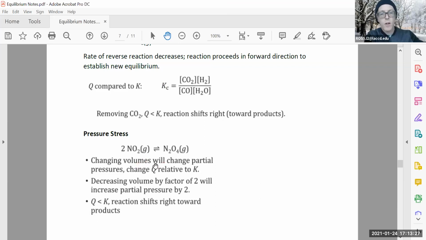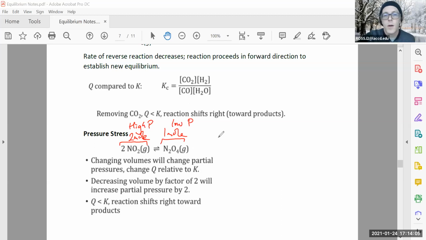Pressure stresses, changing volumes will change the partial pressures, etc. If you decrease the volume, you essentially increase the pressure. Now, one way to consider this is here you've got 2 moles of gas. Here you've only got 1 mole. So this 2 mole is the high pressure side, and this 1 mole is the low pressure side.